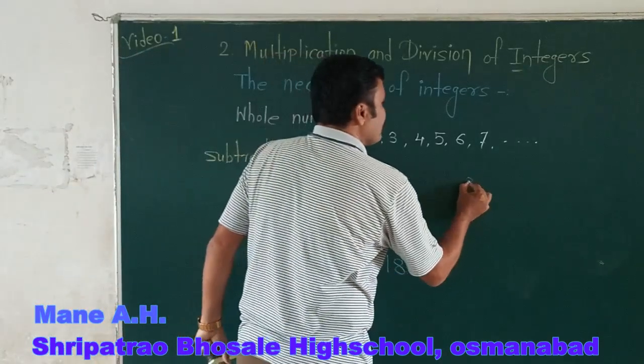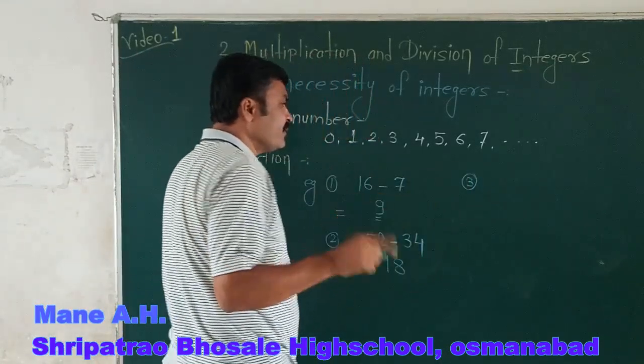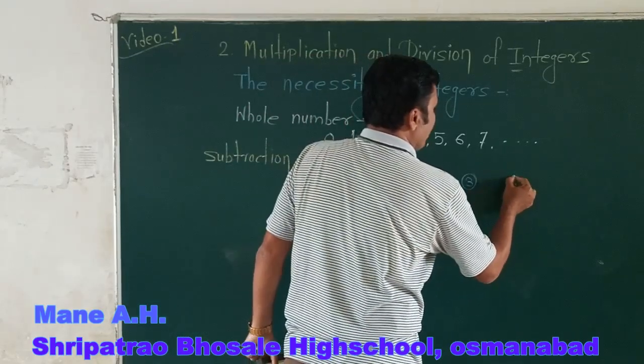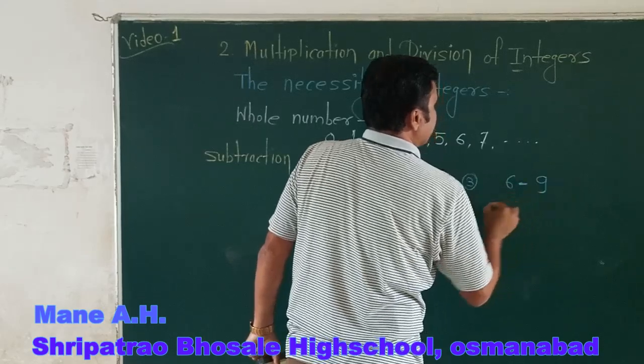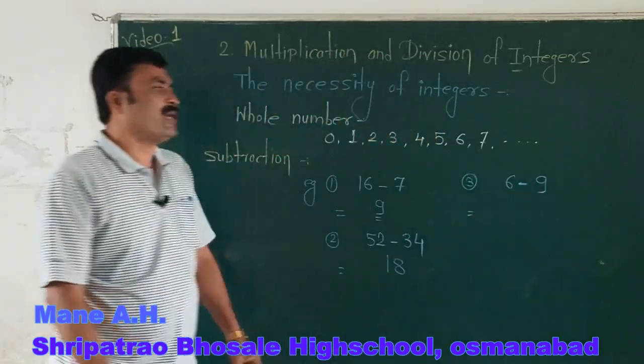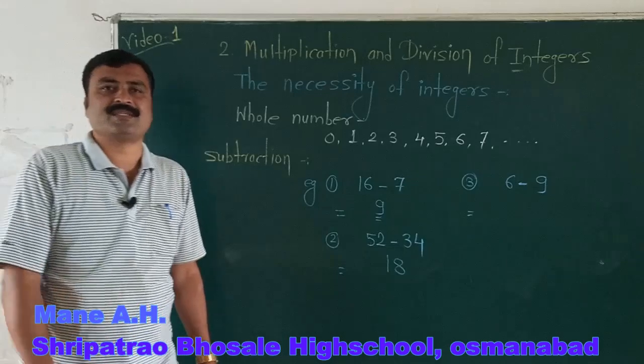Now the third example that here I am taking. The third example that here I am taking is 6 minus 9. We had to subtract 9 from 6.